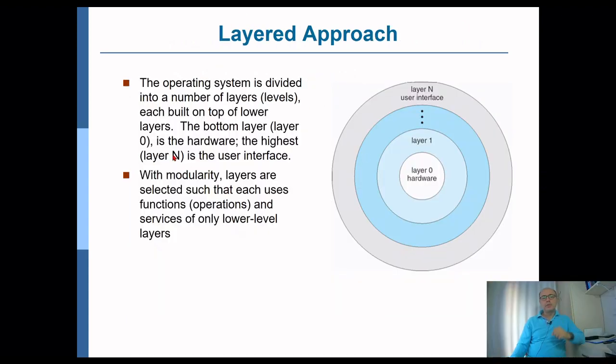It is also possible to have a more layered approach. This is similar to the previous case, except that you have now n layers. At the very lowest layer, layer 0, you have the hardware, and as you go up, each layer provides services to the upper layer, and the upper layer benefits from the services provided by the lower layer. Again, we have a modular design.